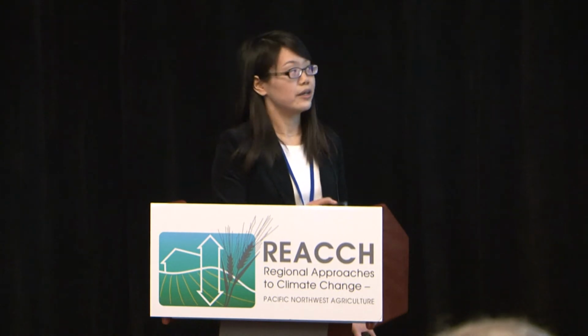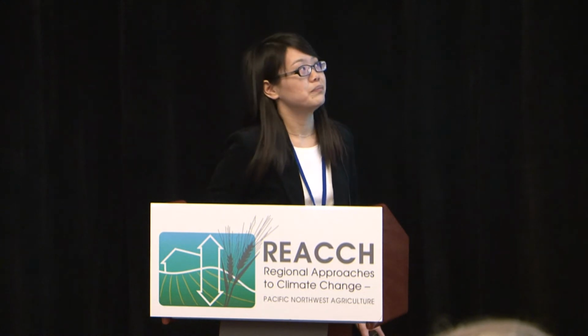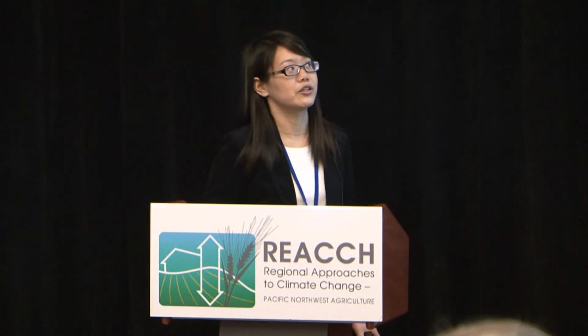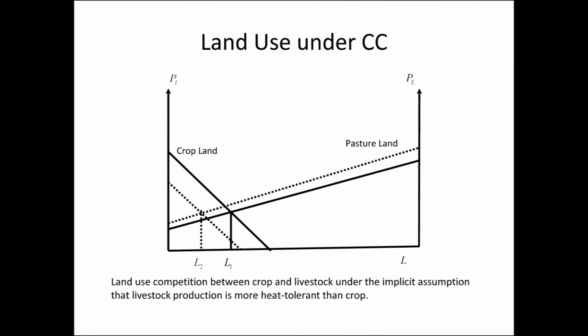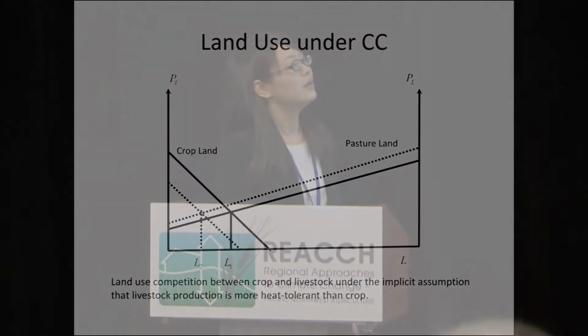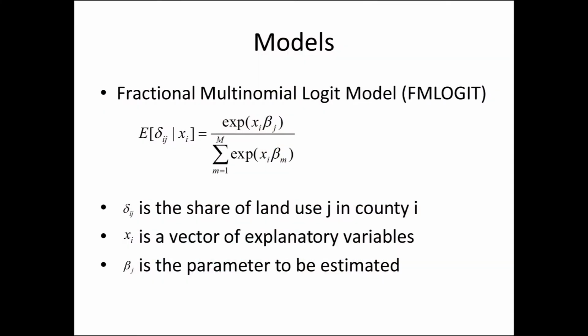Since forest land is pretty stable across years, the major land switching happens between crop and pasture. So this graph gives the conceptual framework of land use between crop and pasture, the substitute effects between this land use in the context of climate change. And to examine this, we use a fractional multinomial logit model. This model allows us to use the shares as a dependent variable and include climate variables as the explanatory variables.